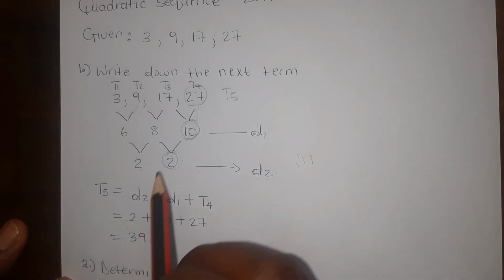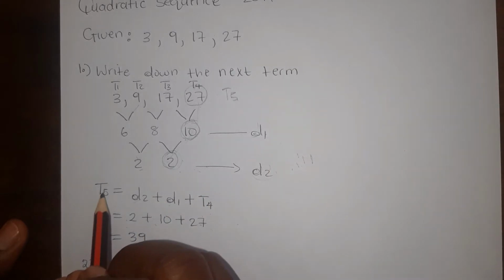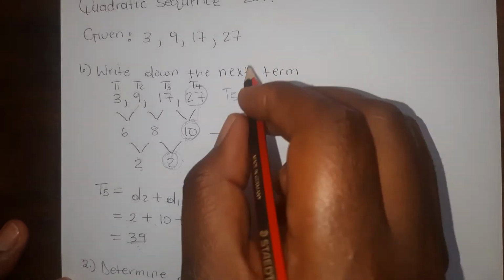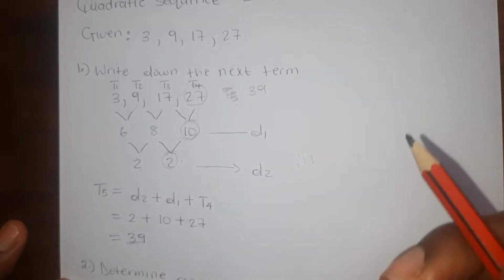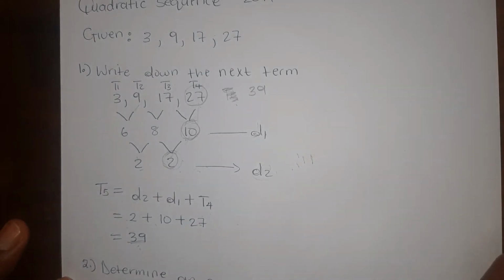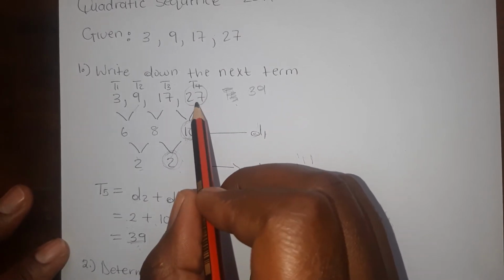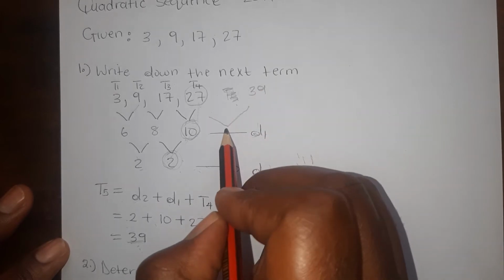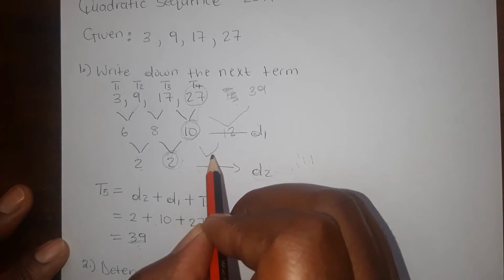So when we add 2 and 10 and 27, we get 39. So meaning that our T5 is 39. So let's write it down here, 39. When we subtract 27 from 39, we get 12. And then when we subtract 10 from 12, we get 2.